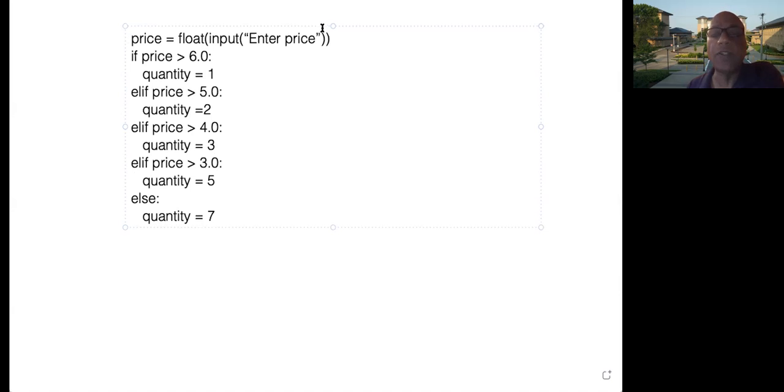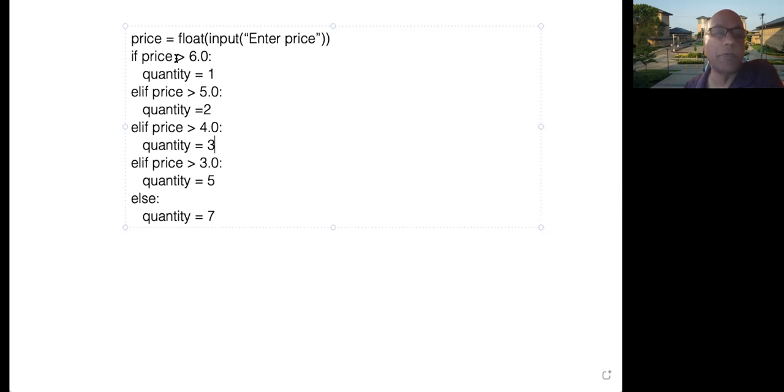You ask for the price, and if that price is more than 6.0, let's say 7, you set quantity to 1, all of this would be ignored. This means else if. So this will be ignored, this will be ignored, this will be ignored, everything else is ignored.